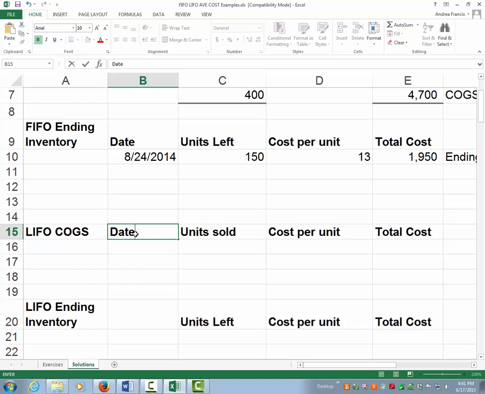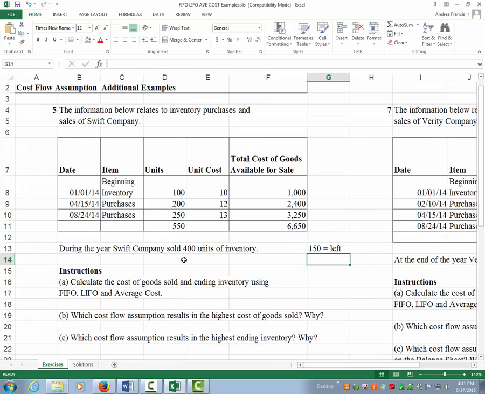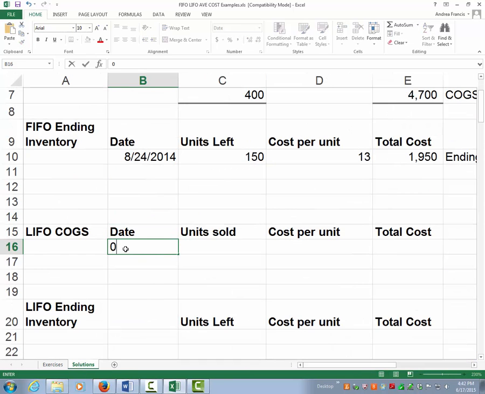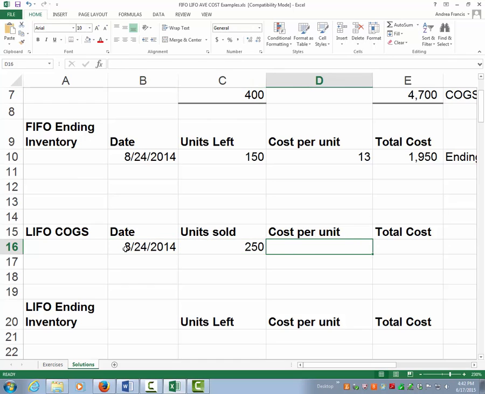So again, I'll just insert date here. So LIFO cost of goods sold, we still have the same headings as before, but now we will have to use a different approach. Remember, it's still 400 units, but the units that we take are going to be different compared to FIFO. So 400 units are sold, but LIFO says the last thing in is the first thing to be sold. So that means we have to start with the 250 units on August 24th. So we start at the bottom and we take our 250 units, and you remember that it was $13 per unit, so 250 times 13, right?